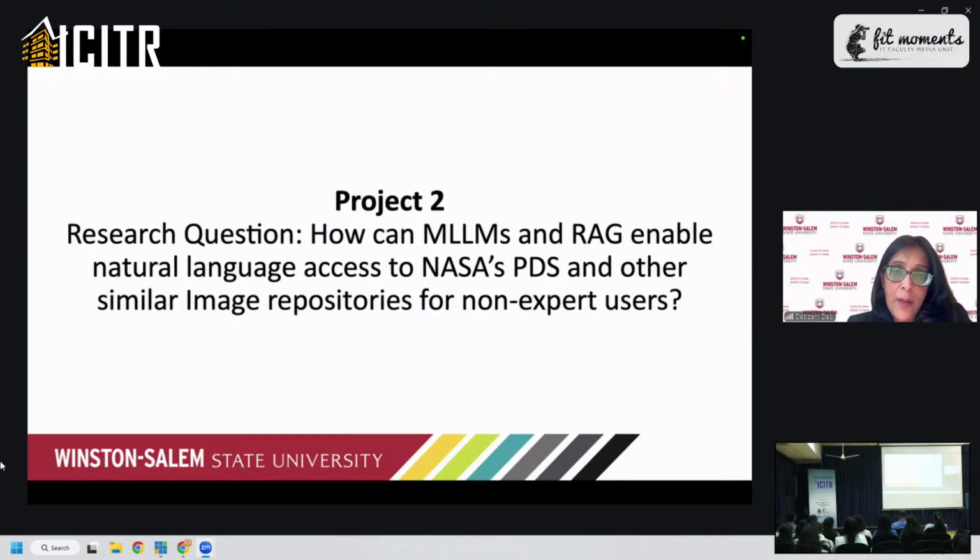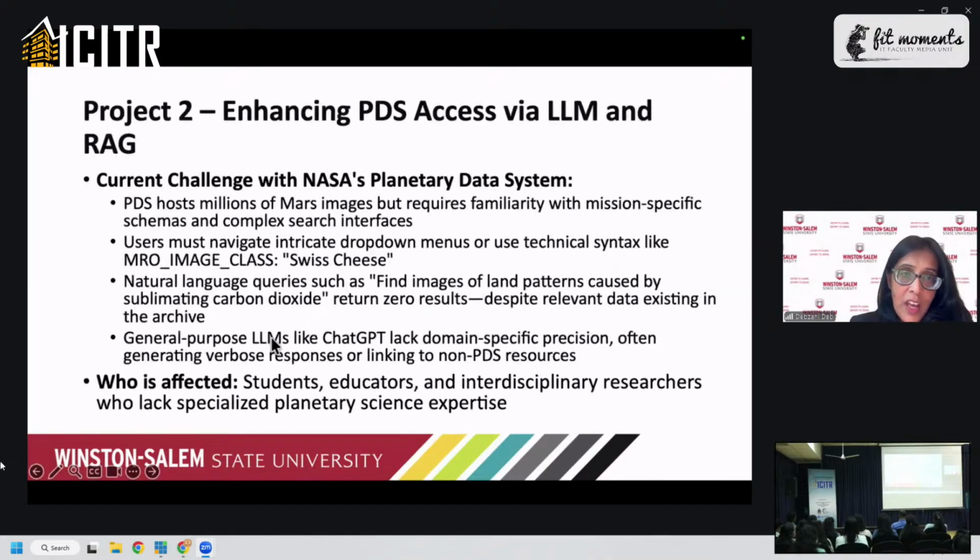The second project is basically centered around the research question: how can MLLM and RAG enable natural language access to NASA's PDS system for non-expert users? So the challenge, we already discussed it in the very first slide. PDS hosts lots and lots of pictures, images of many planetary systems, but how can we, non-experts like us, search those archives effectively and get some pictures?